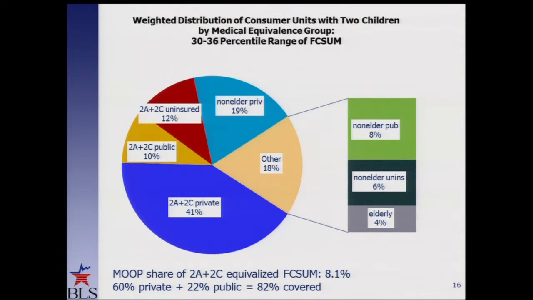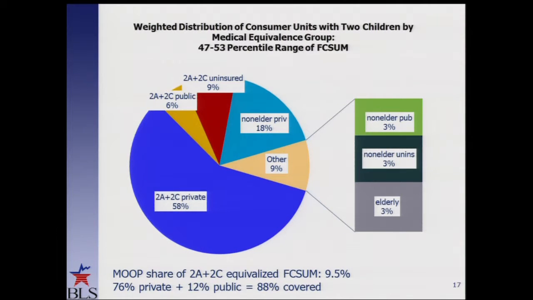All right, so if you look at this, this is the distribution of consumer units with 2 children by our medical equivalent scale groups, 33rd to 36th percentile. You see with MOOP share of 2 adult, 2 child equivalized FCSU, it's about 8.1%. And in this part of the range, we've got 60% have private insurance, 22% have public. So about 82% of the consumer units are covered, SPM units are covered at the 33rd. If we look around the median, MOOP share is 9.8% of the total of the threshold. Private represents 76%, 12% public, so 88% are covered.